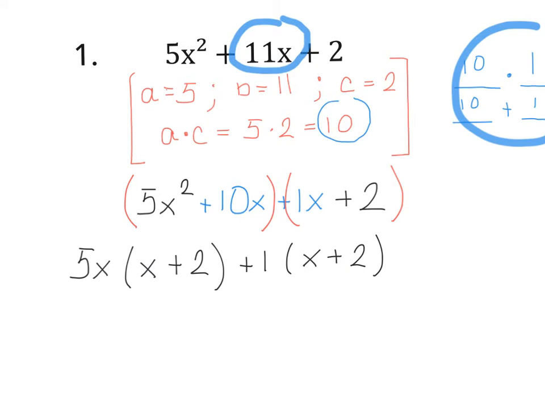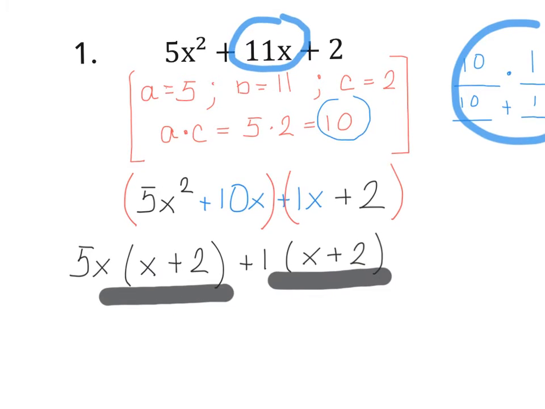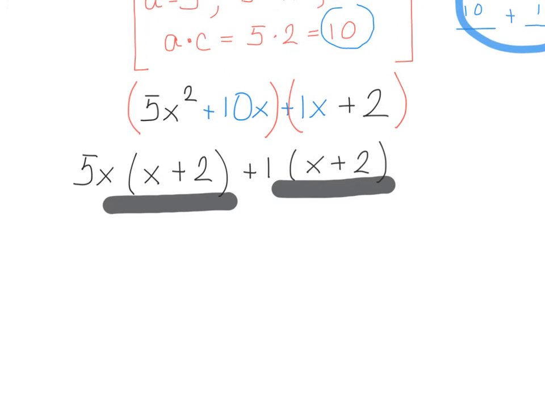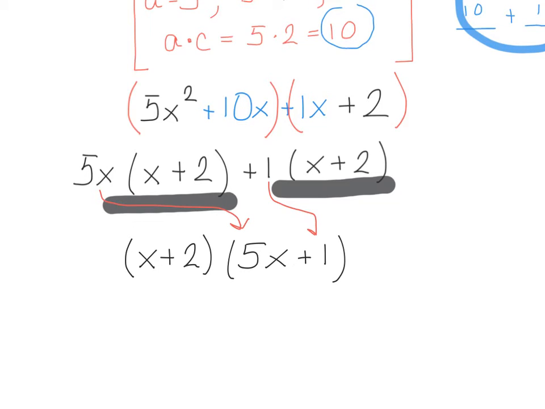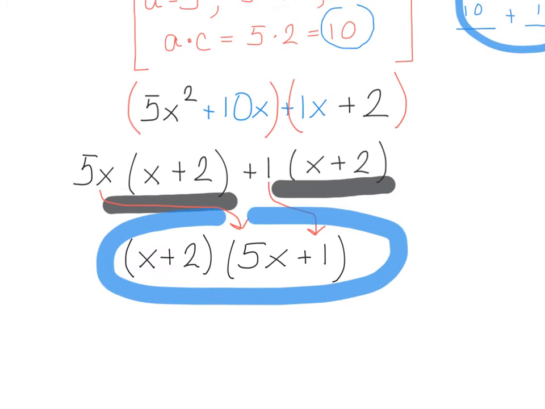We want to double check. Do we have common factors? We have x plus 2 here, we have x plus 2 here, so yes we do. Come down a little further. Our final answer, x plus 2 for our common factor, multiplied by 5x plus 1. 5x comes from here, 1 comes from right here. And that's it. Again, our final answer is, in parentheses, x plus 2 multiplied by 5x plus 1.